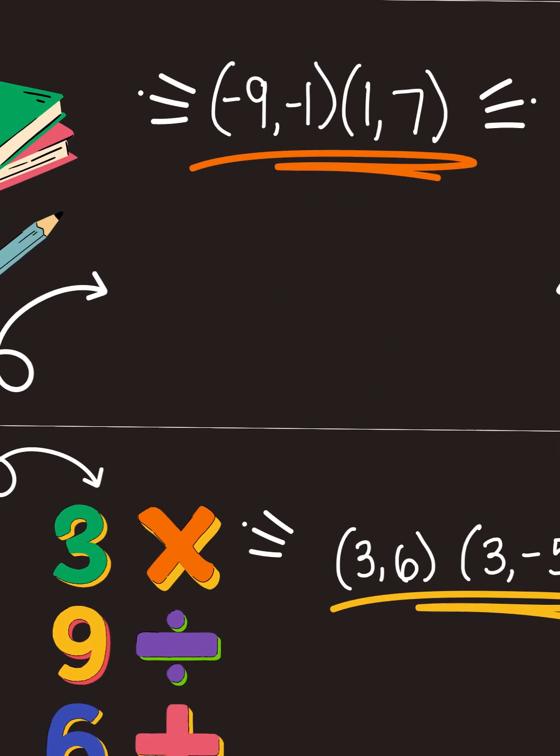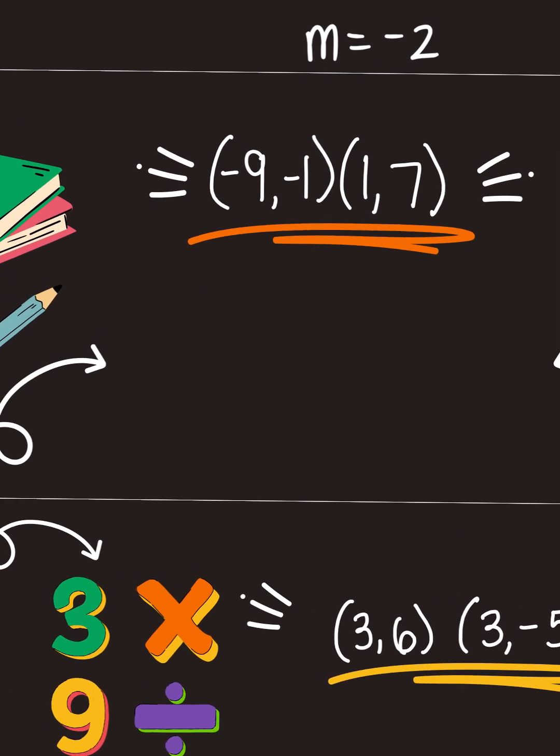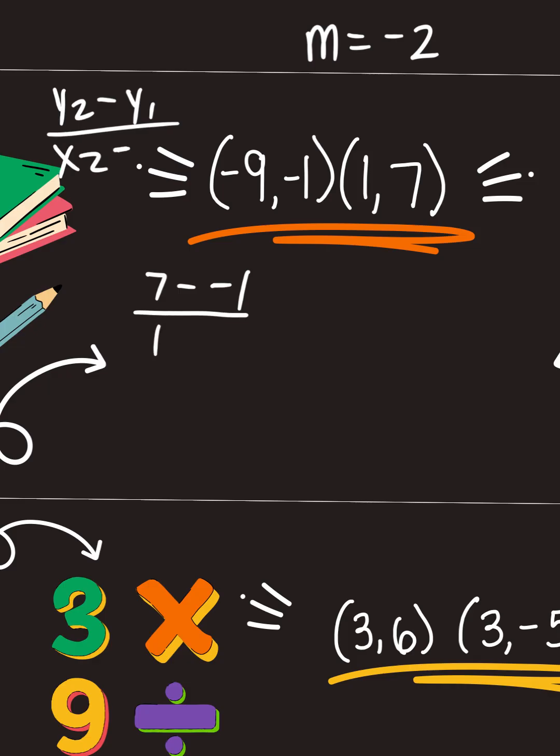All right, so let's do this one quickly. Hopefully we're getting the idea of this. So y2 is what here? 7. Minus y1. What is y1? Negative 1. Over x2, which in this case is positive 1 minus x1, which is negative 9. So minus negative 9, right? Yes. So both of them this time turn into plus signs, right? So 7 plus 1 is 8, and 1 plus 9 is 10. That's not going to simplify to a whole number.